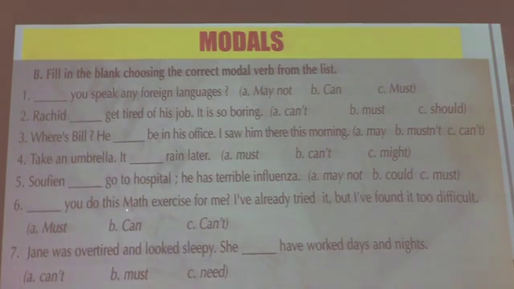Six, you do this math exercise for me. I've already tried it, okay, which means I've tried to solve it, but I found it too difficult. Okay, you are asking for help, which means it's a polite question here. Seven, Jane was overtired. She was very, very tired and looked sleepy, which means she wanted to sleep. She have worked days and nights. So here, of course, have is in the infinitive form because we're going to put a modal here, okay? So she plus the modal plus have worked a lot, okay? So when we work a lot, we feel overtired, which is more than tired, okay? So here we have a prefix.